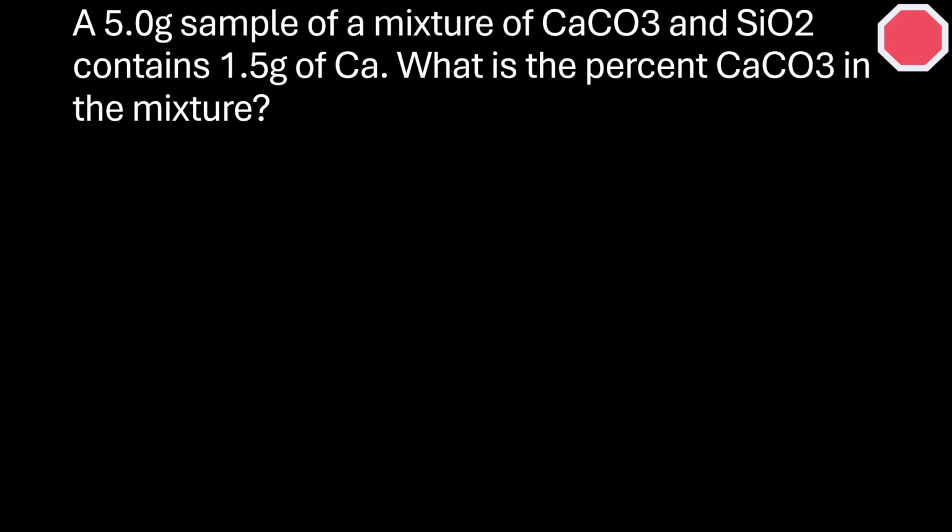Alright, so let's go ahead and look at another example, and what I want you to do is try and do this example on your own first, so pause the video. It's exactly the same as the previous slide, except that it just has different numbers. So, a 5-gram sample of a mixture of calcium carbonate and silicon oxide contains 1.5 grams of calcium. What's the percent calcium carbonate in the mixture?